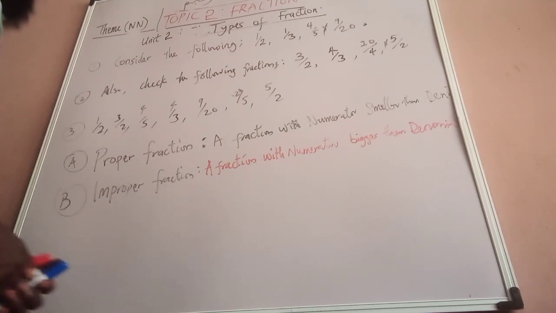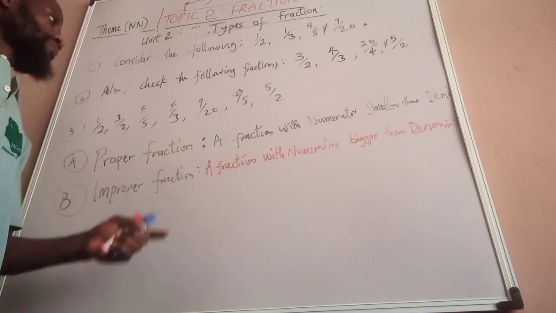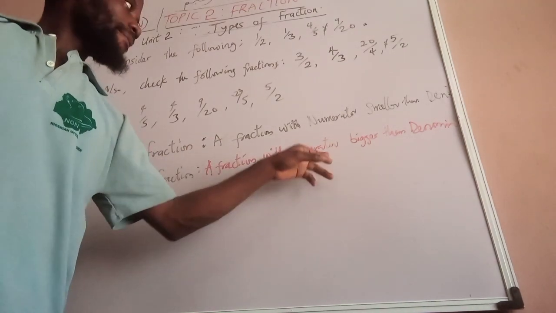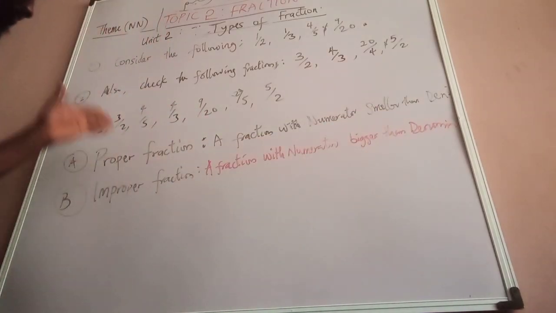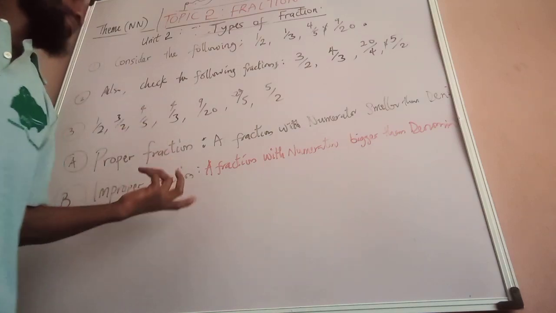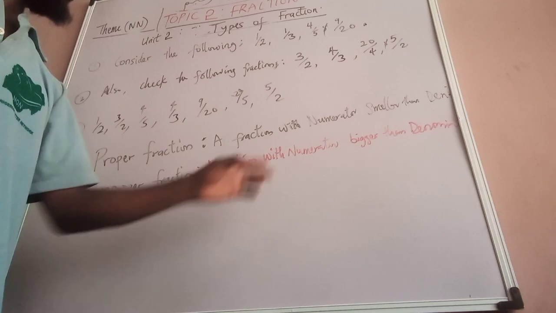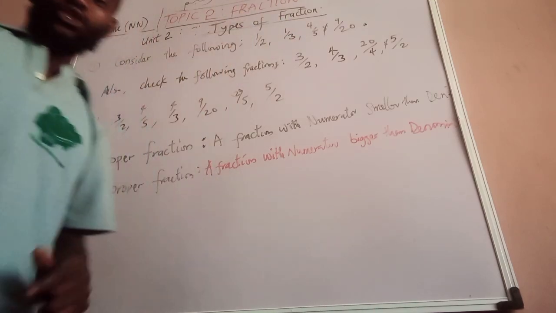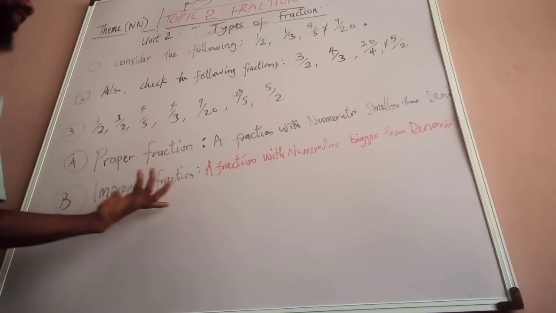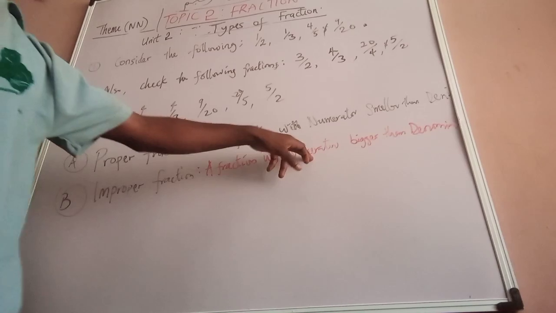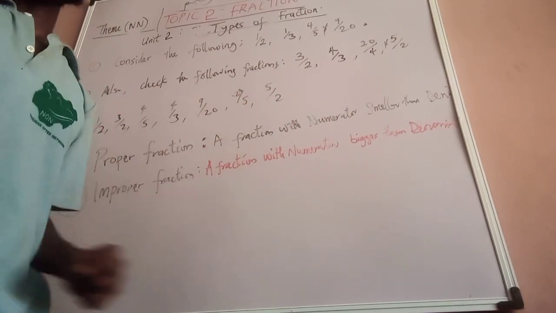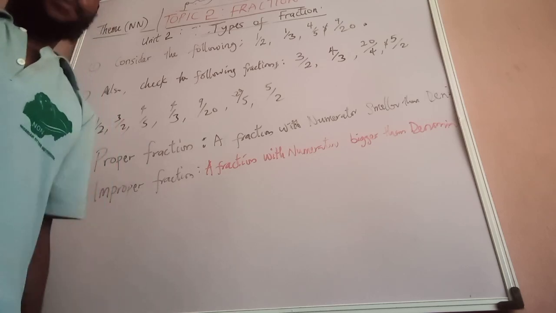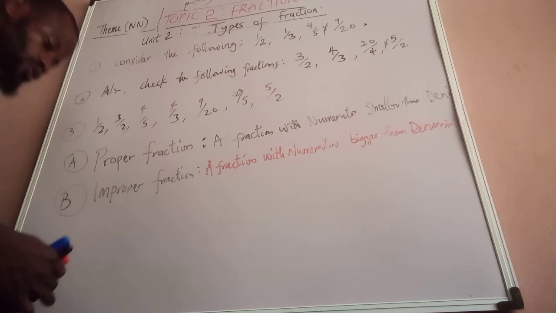So the improper fractions, just as I've said, are those fractions with their numerator bigger than the denominator. When we are talking about proper fractions, the numerators are always smaller. Look at here. All the numerators here are smaller when compared to the denominator, which is the base. But for improper fractions, the numerator will be bigger than the denominator. That is to say, they are going beyond their limit.